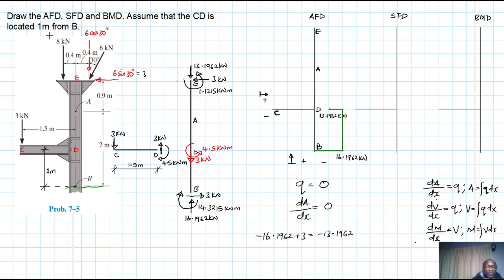So from that point onwards, we know our q from B to D was as before, and then from D to E, we know that our q again is equal to 0, the axial distributed force. Don't get confused. This is 0, therefore the slope is 0.